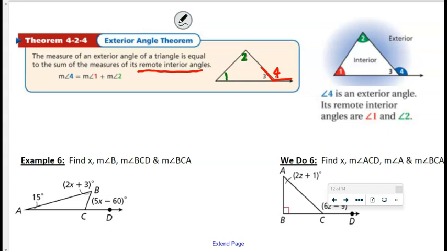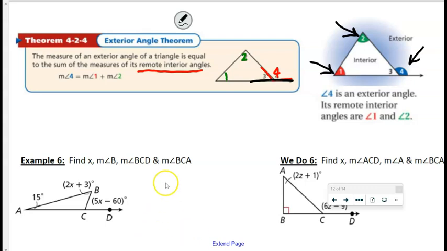And there's a good reason for that. This right here is a line. And what's the measure of a line? 180, right? So if we subtract angle 3 from 180, don't we get angle 4? And what is the sum of all the angles inside the triangle? They are 180 degrees, right? So again, this says angle 4 is our exterior angle, and angle 1 and angle 2 are our remote interior angles, okay?